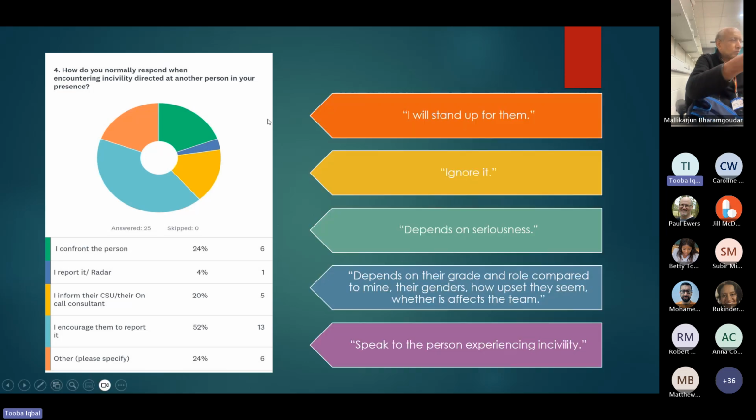Some interesting responses were someone said they ignore it, and another person said it depends upon their grade and role compared to the other person, and their gender. So it does reflect a certain fear or a bias, an unconscious bias, where people will generally weigh if it is safe for them to basically confront the person who's being incivil or not. And it does reflect in a certain way of the 4D strategy as a bystander.